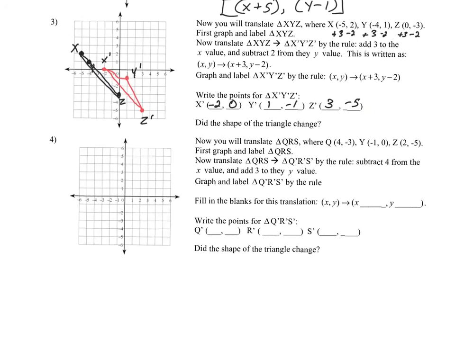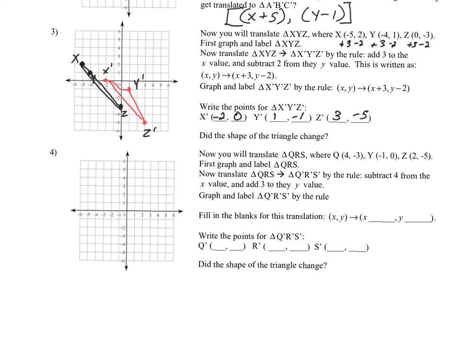And the final example I would like you to try on your own. I am going to help you out by writing in the rule that they're talking about. So we're going to use a rule here of subtract 4 from the x and add 3 to the y. So minus 4 plus 3. So every single x value we're going to take away 4, and every single y value we're going to add 3.